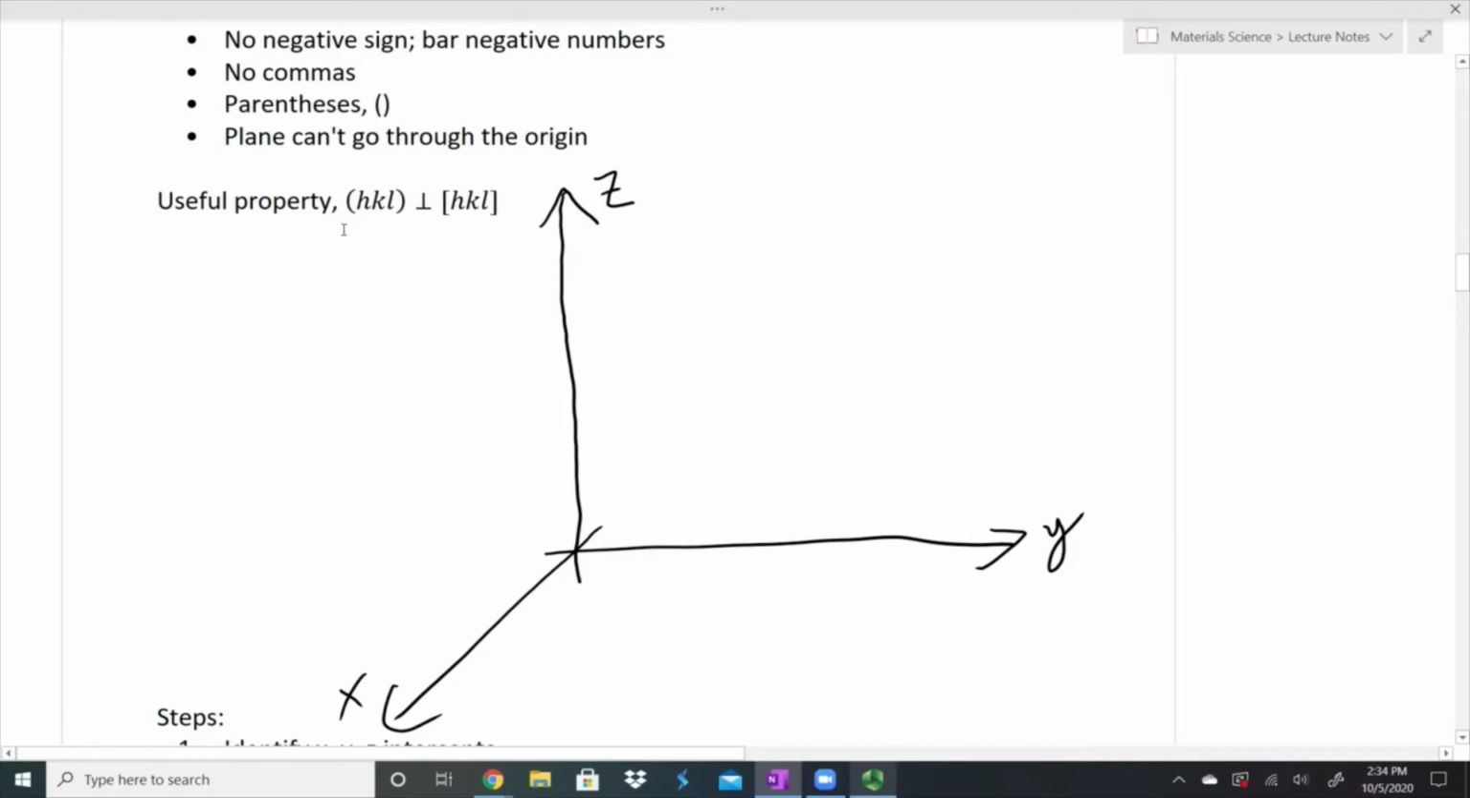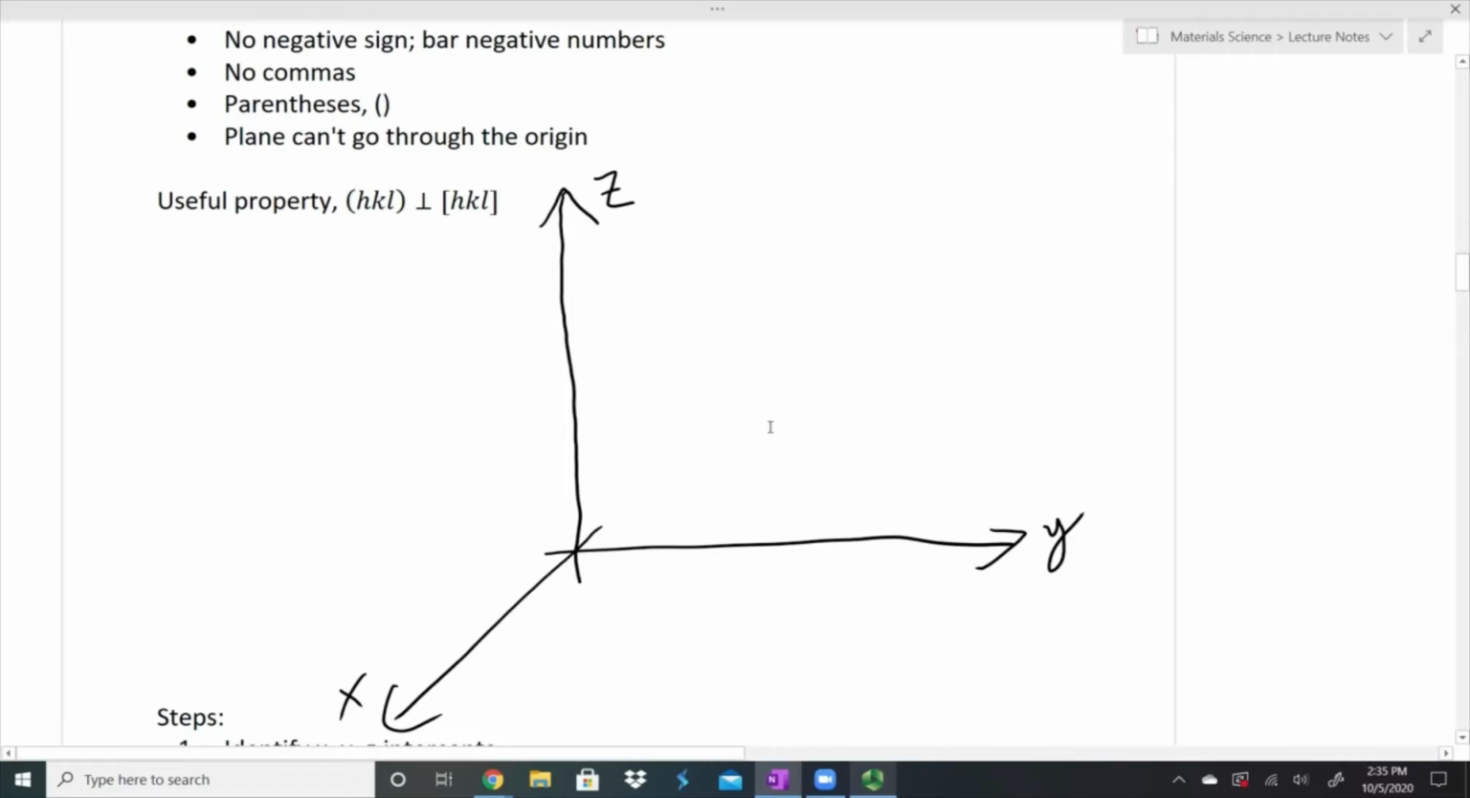One other thing that I wanted to mention is there's a very useful property where our plane, as described with H, K, and L, is going to be perpendicular to our direction with those same H, K's, and L's. So if I can figure out one, I can figure out the other relatively easily. So we'll talk more about that in class. If I remember in this video when we draw our plane, I'll show that as well.